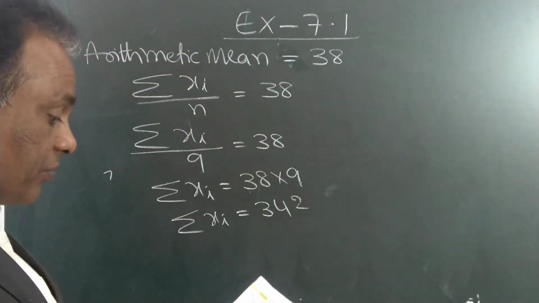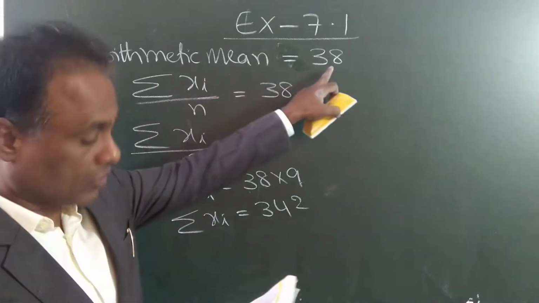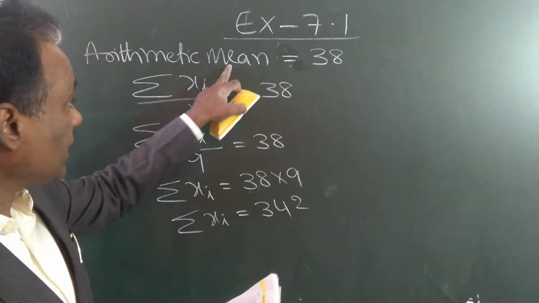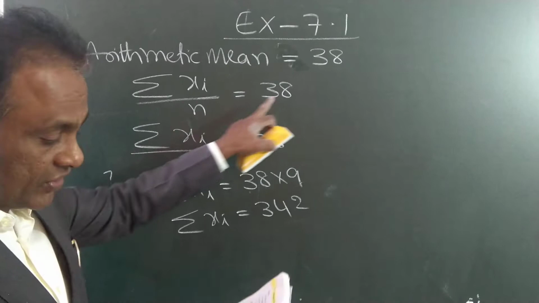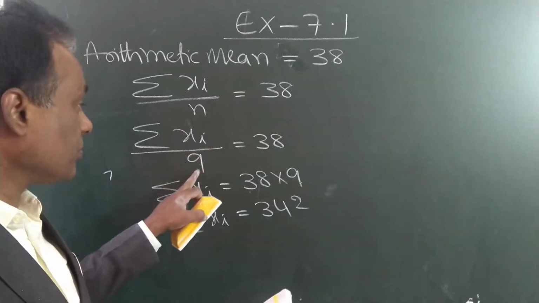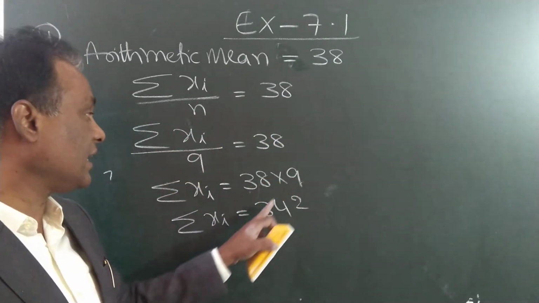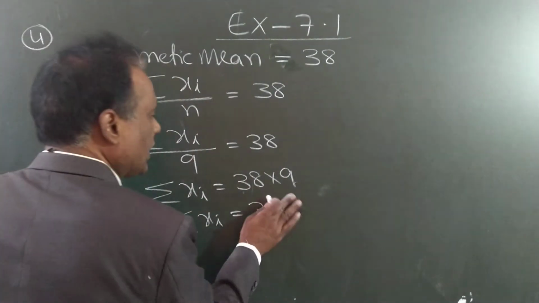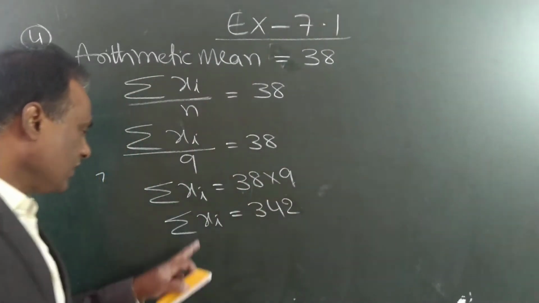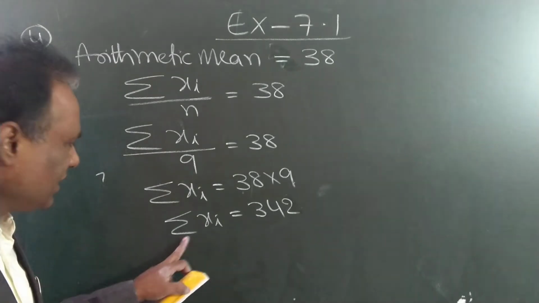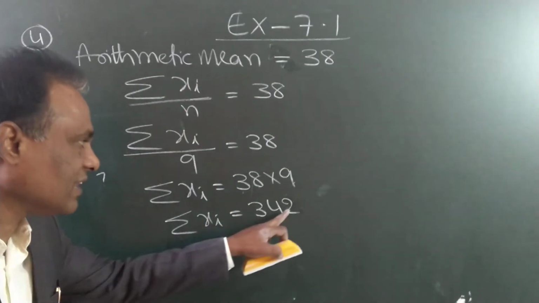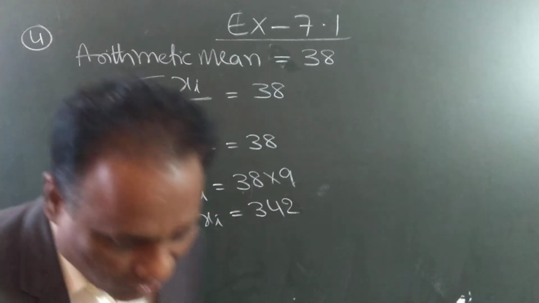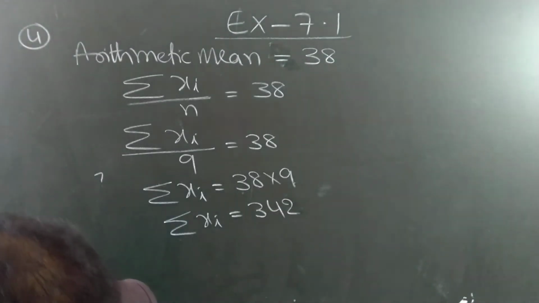See here. Arithmetic mean formula, sigma xi by n, is equal to 38. N is 9 observations, so 38 into 9 is 342. So the sum of the observations is 342. Don't write. This sigma means sum. If you add the 9 observations, the sum is 342.